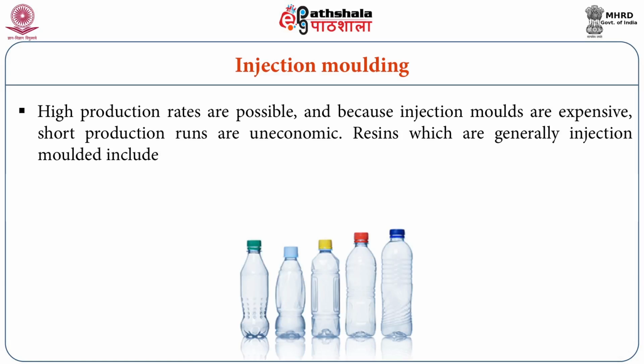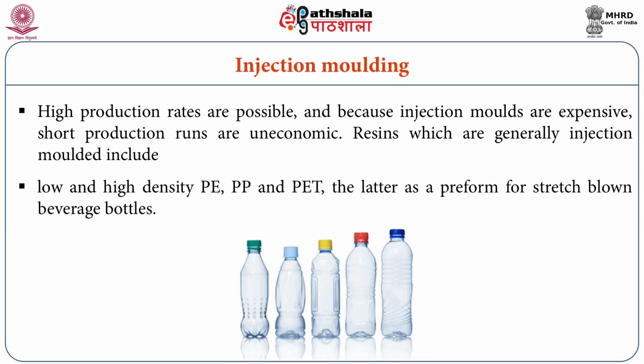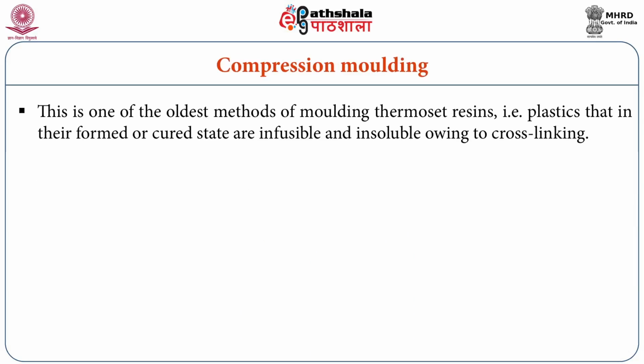High production rates are possible, and because injection molds are expensive, short production runs are uneconomic. Resins which are generally injection molded include low and high density polyethylene, PP, PET, and the latter are preforms for stretch blown beverage bottles. Compression molding.